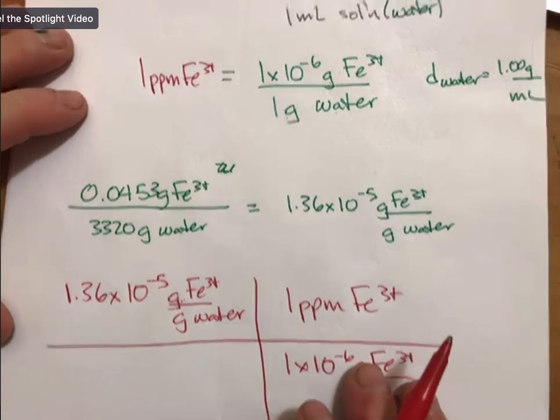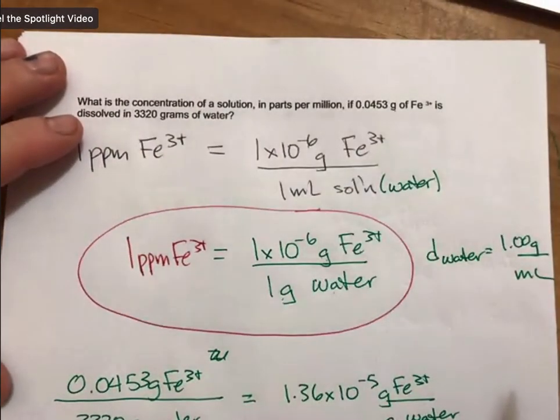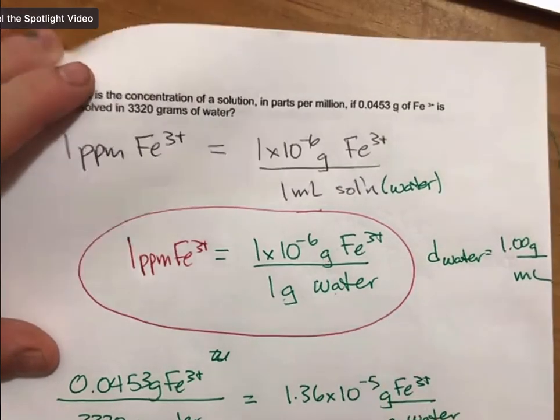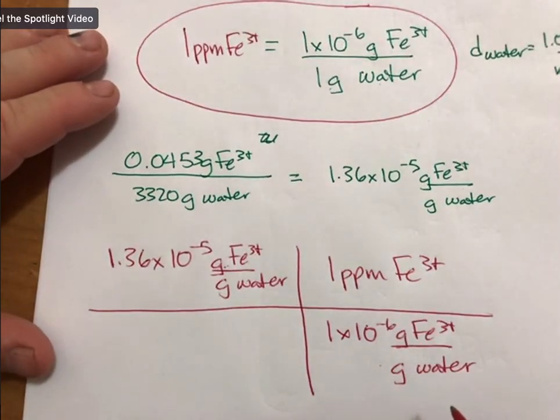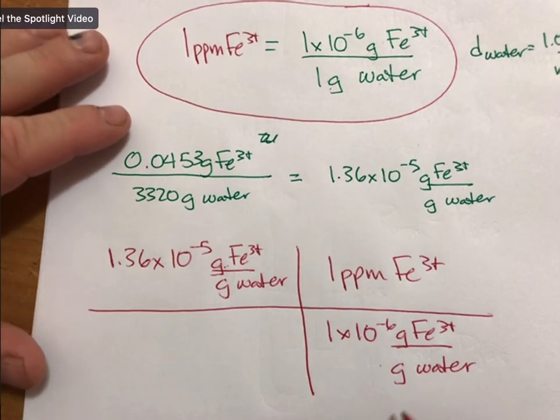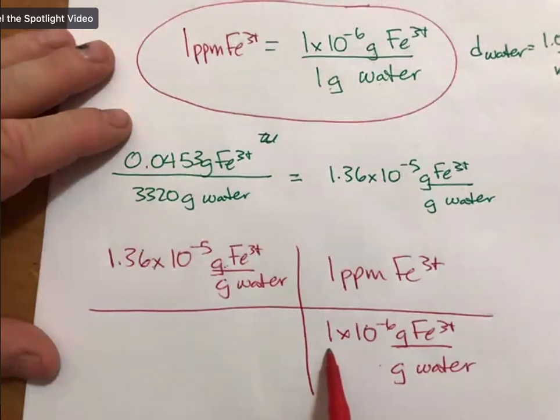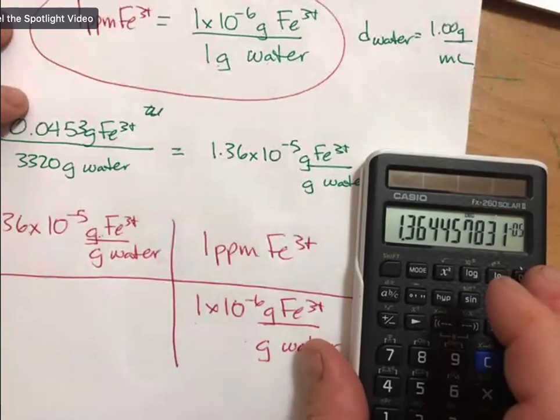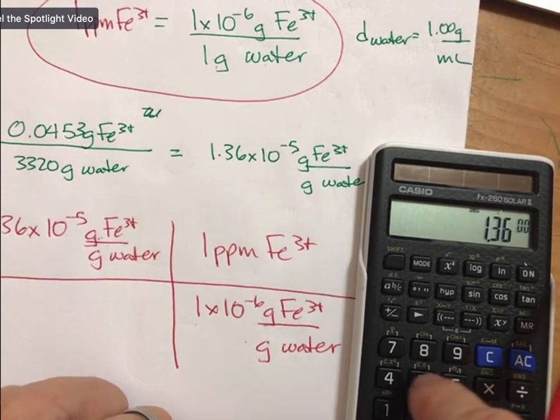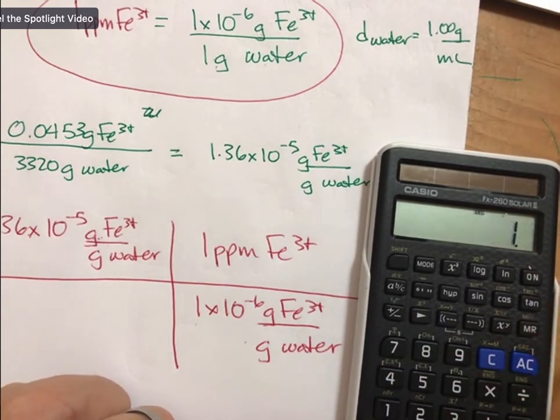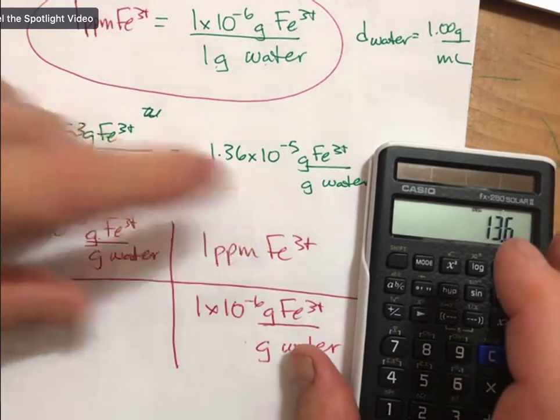And again, let me show the top for just a second. I'll come back to the bottom. Any two things that are equal to each other can be a unit conversion factor, meaning that I can put one above the other. All I've done is put one above the other right here to convert my units. And then I have to do the math, of course. I have 1.36 times 10 to the minus 5th on top divided by 1 times 10 to the minus 6. Exponent 5 minus, divided by 1 exponent 6 minus, and I get 13.6 parts per million iron 3.